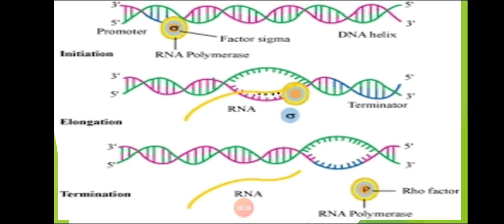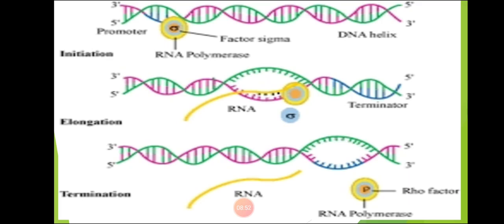After the step of initiation, elongation will take place. What do you mean by elongation? After initiation, the two strands are separated from each other. After the separation, what will happen? According to the base sequence present on the template strand, I have discussed the template strand and coding strand. As per the base sequence on the template strand, the complementary RNA nucleotides are selected and joined one after the other and form mRNA, as you can see here.